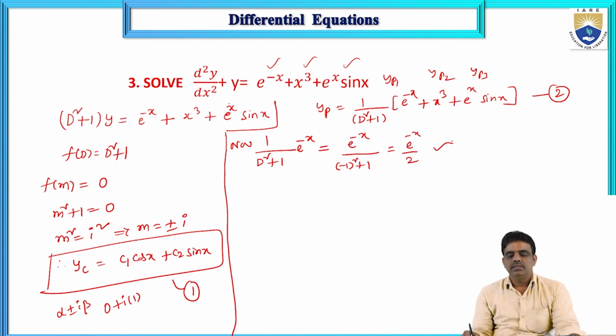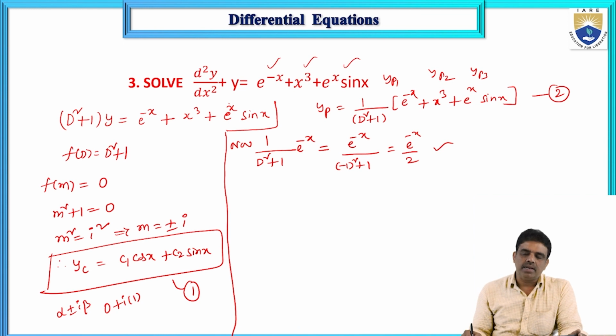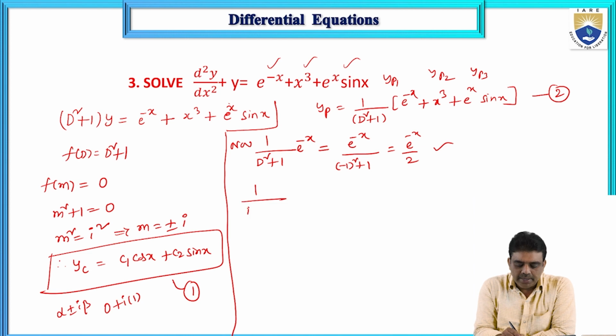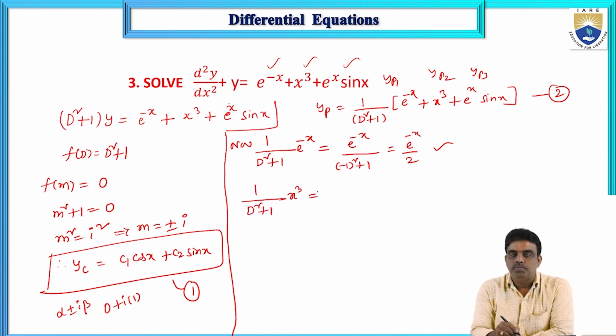That is the first yp1, first particular integral. Just replace D by minus 1. So minus 1 whole square, this is plus 1, 1 plus 1, 2. e power minus x by 2 is the first part. Now 1 by D square plus 1 of the second term, x cube.